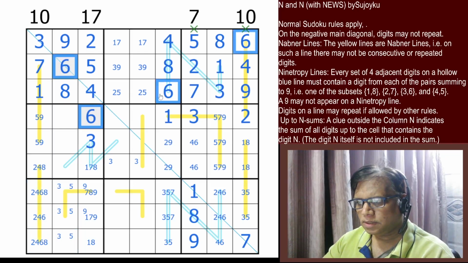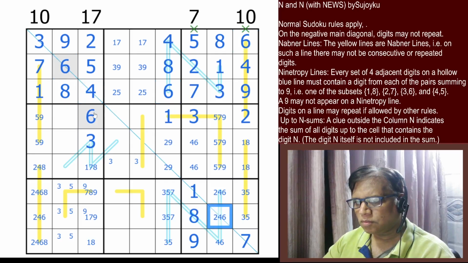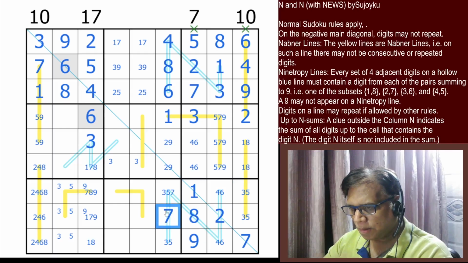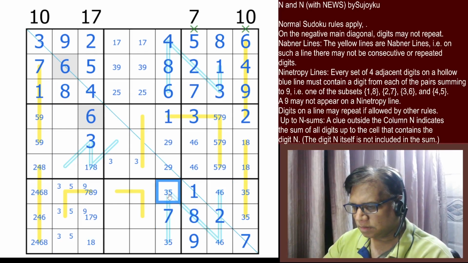Any other reduction there? 6, 6, 6. Line on this line, look. 4 and 6 are already there. This has to be 2. That's not true. That 2 means this has to be 7 now, right? That's not 7. 4, 6, 4, 2. We don't know which one is 4, which one is 6.